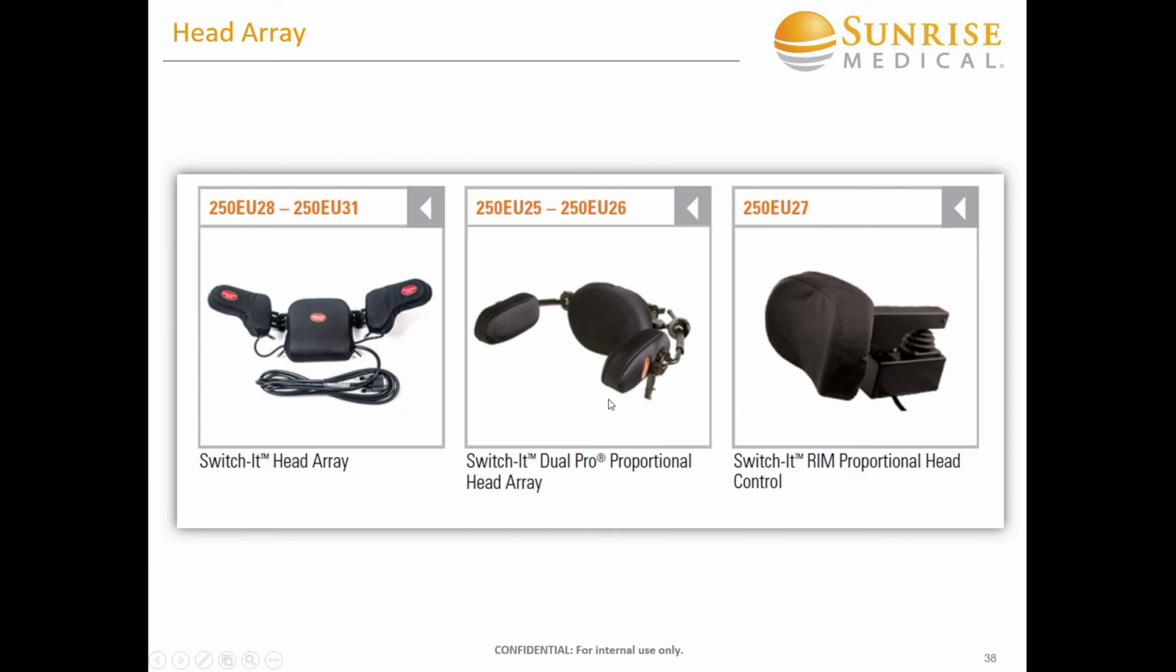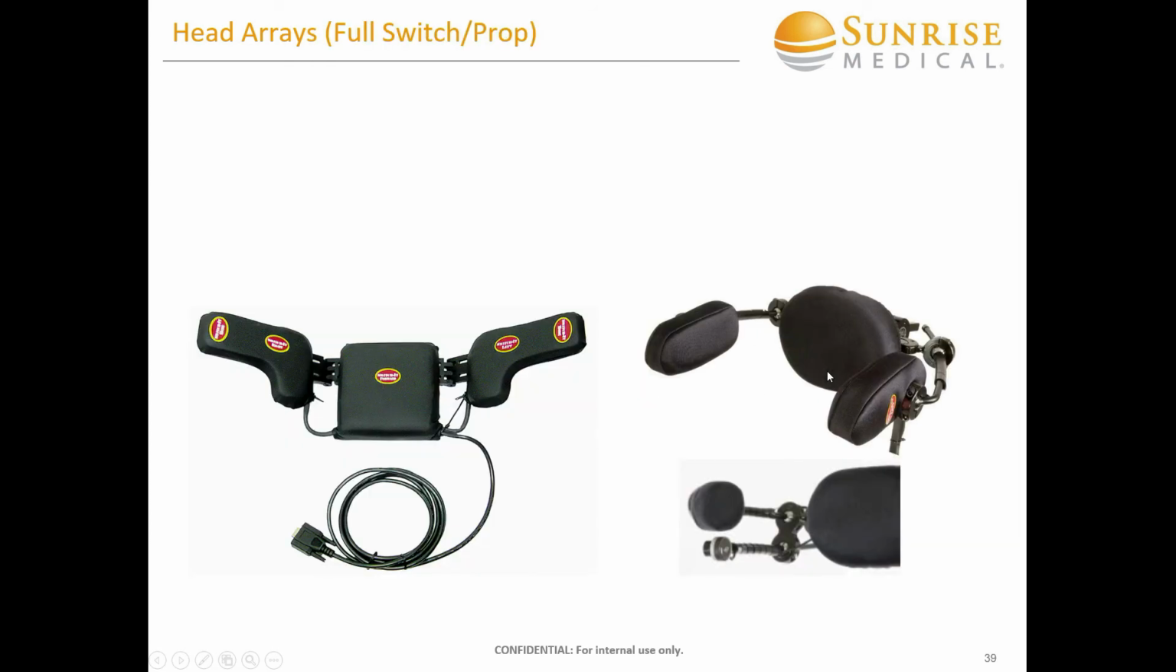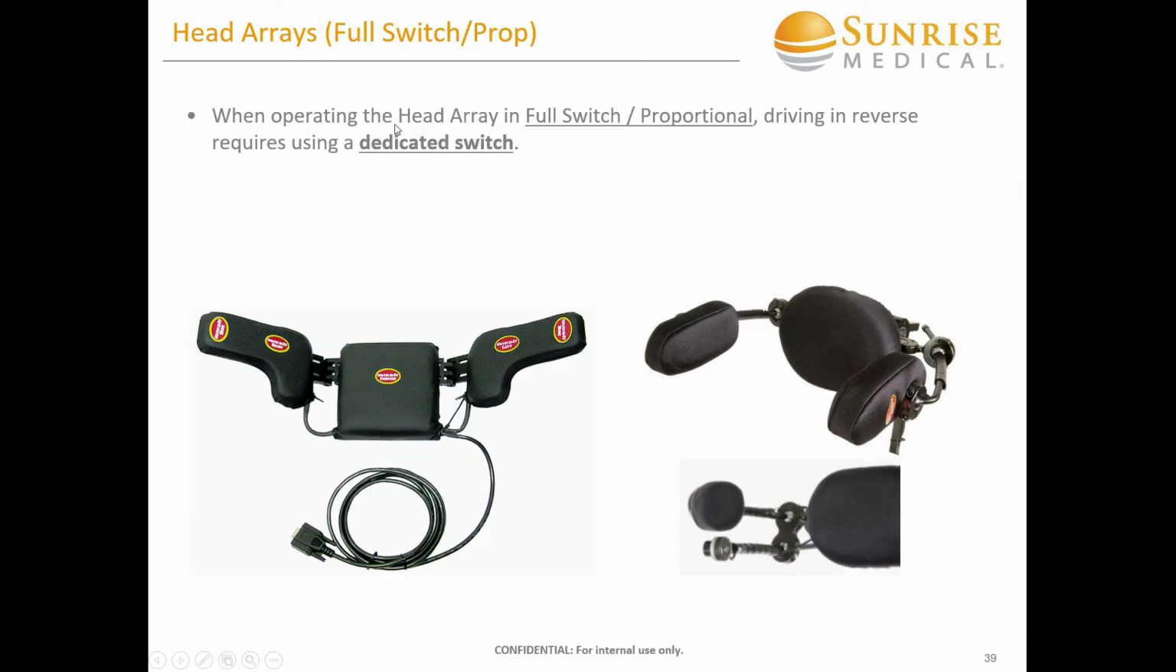We have a proportional head array, which has the three proximity and pressure sensors that are in the head control, which gives you both the ability to have switch and proportional. And then we have just a proportional only device called the rim control that's also available. Okay, so when operating a head array, you have a couple options. You can set it up as full switch or full proportional, or you can set it up as a 3 switch or 3 proportional. So first of all, we're going to talk about a full switch or full proportional.